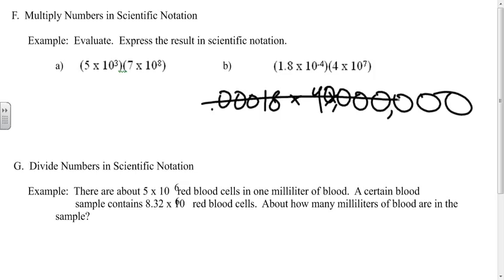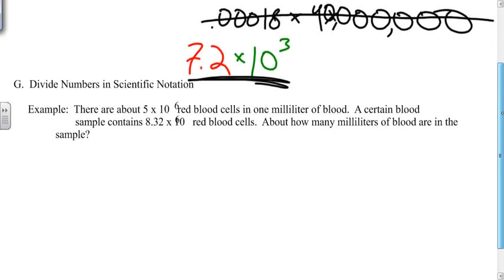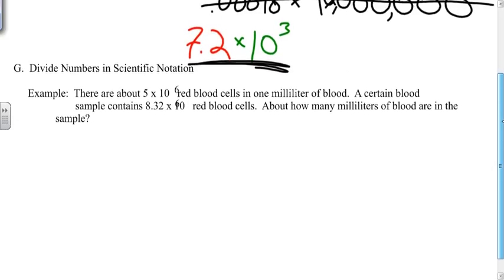So we don't want to use those numbers to punch into our calculator. We can just use our 1.8 and 4, which would multiply to 7.2. And our 10 to the negative 4 and 10 to the 7th would become times 10 to the negative 4 plus 7, which is 3. So we have 7.2 times 10 to the 3rd power. And since 7.2 is in between 1 and 10, we can just leave it as is. So that is our final answer right there.